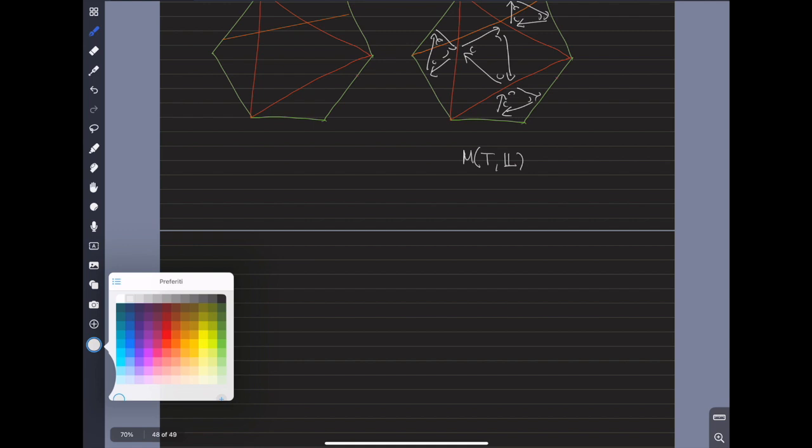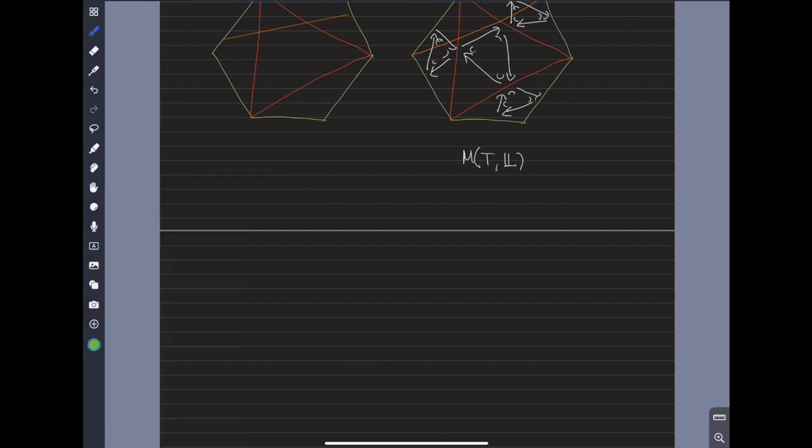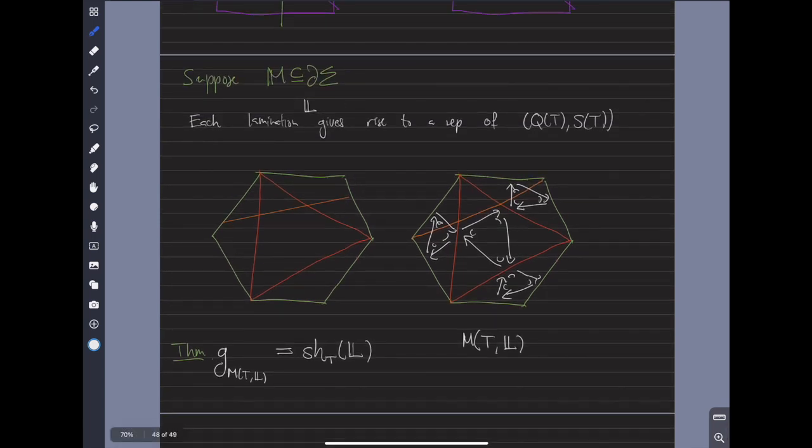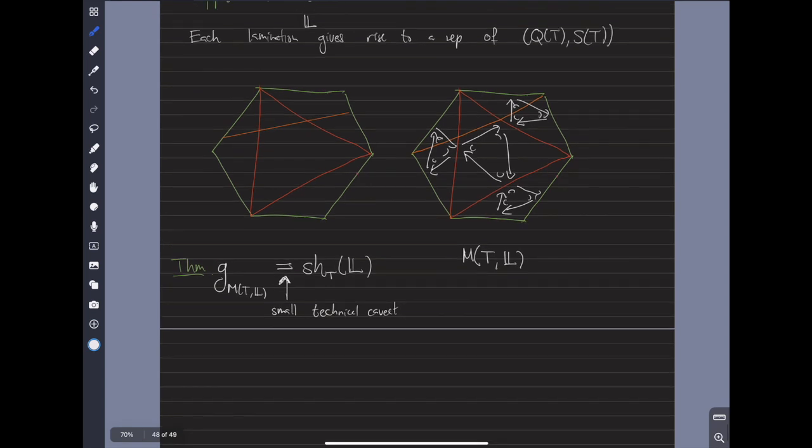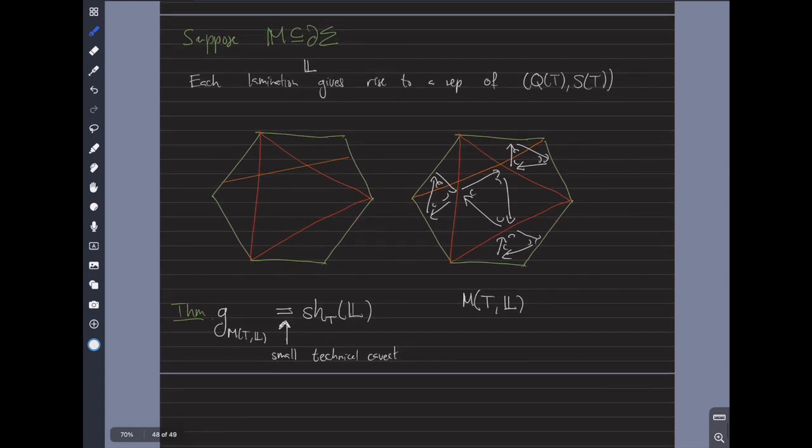And the thing is, this is something I proved in my thesis. In hindsight, it's not that hard to prove, but the g-vector of this representation is equal to the vector of shear coordinates of the lamination. Here, with a very small technical caveat that I just don't have enough time to explain now. It's something insignificant.